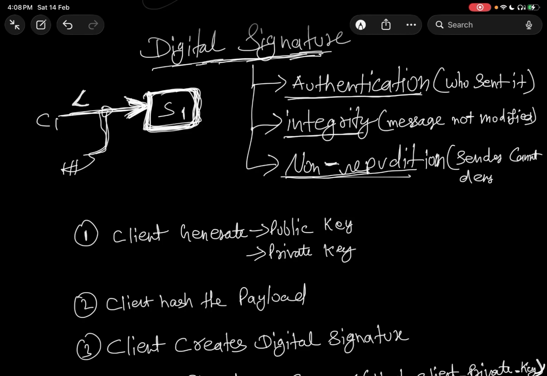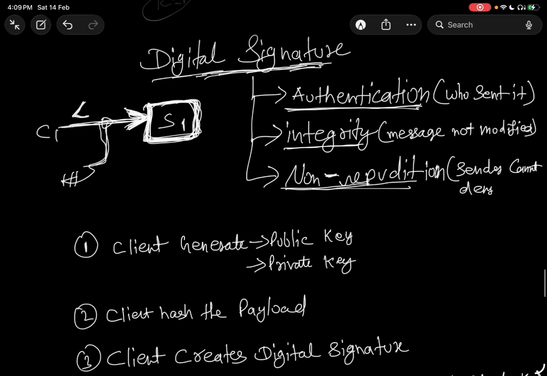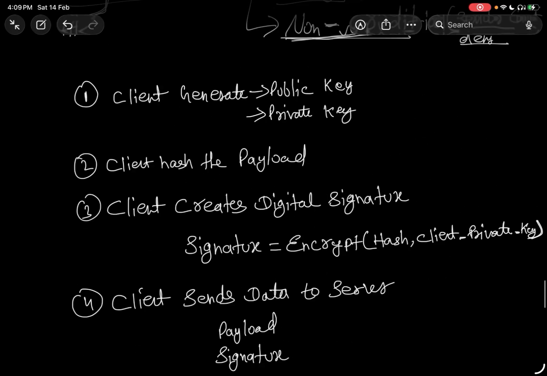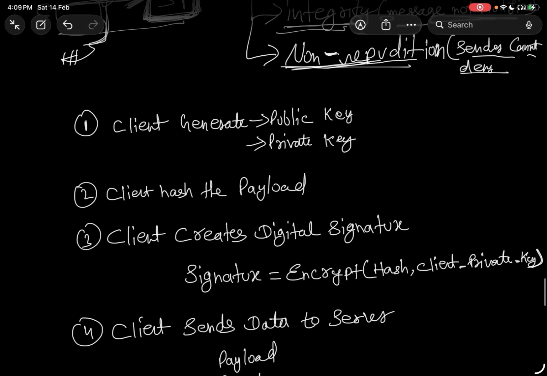Okay. So digital signature is used for authentication, who sent it; integrity, the message is not modified; and the third thing is non-repudiation, that we have just seen, the sender cannot deny. Okay. Now let's see how digital signature works. So let's take an example here.